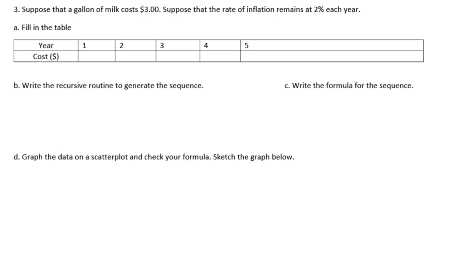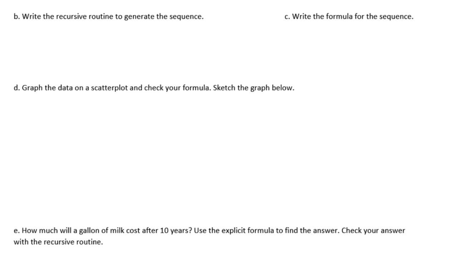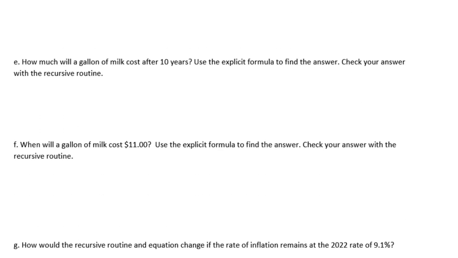On the back, we're talking about that a gallon of milk costs $3, and suppose the rate of inflation is going to remain at 2% each year. What would that look like for the recursive routine? The formula, another visual check again. Remember, this is very important, those visual representations, and then your predictions.